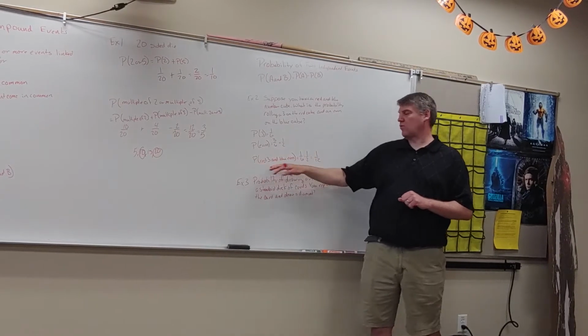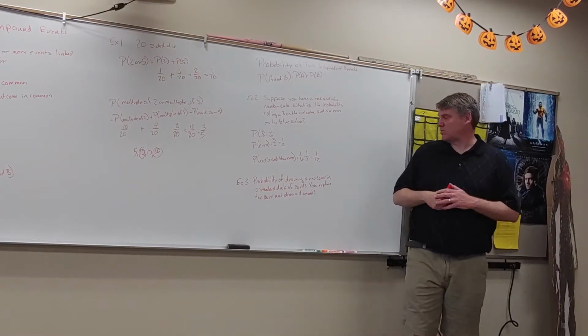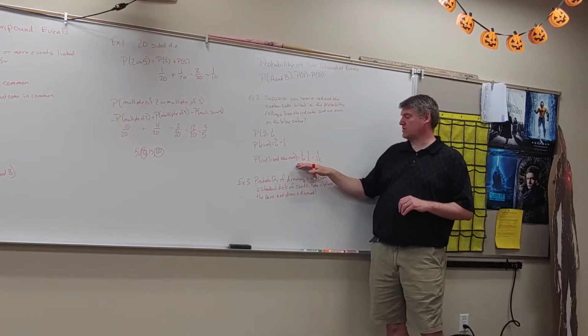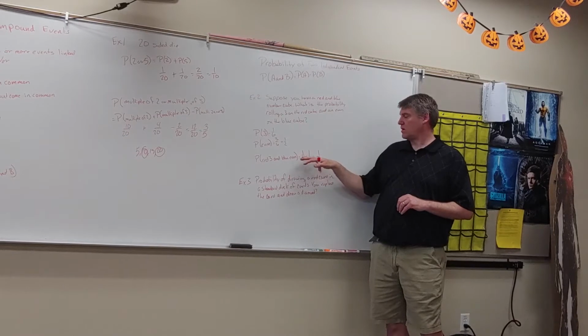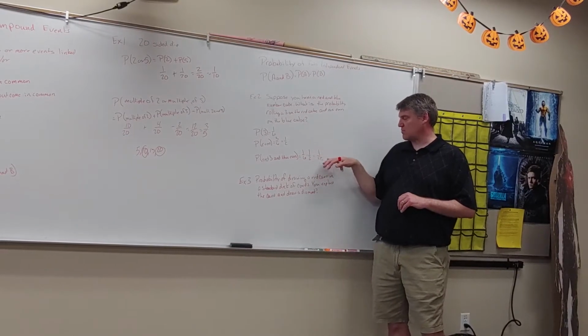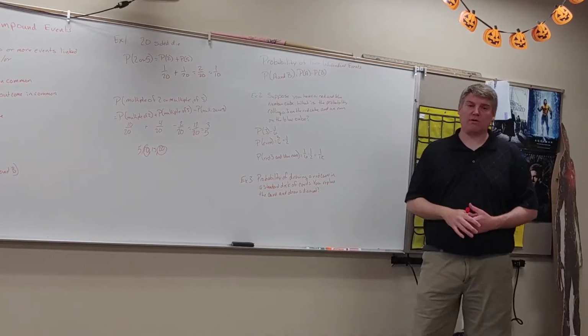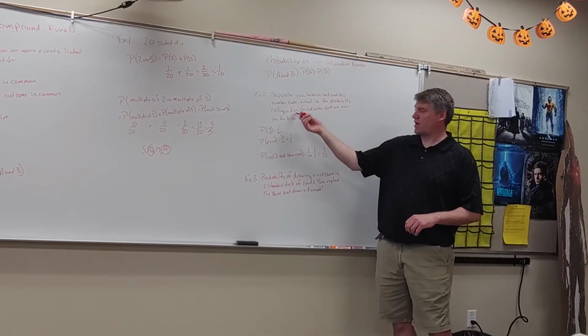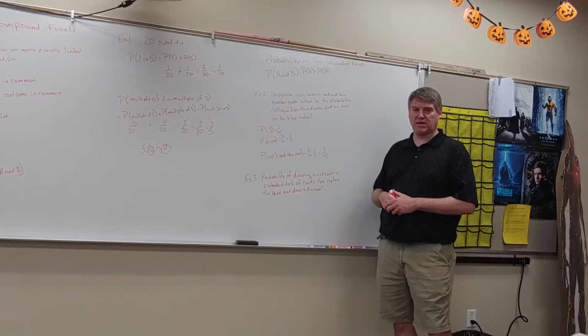So the probability of rolling a red 3 and a blue even number is going to be the product of these. 1/6 times 1/2. Well, we multiply straight across, so that becomes 1/12. 1/12 of the time, you would expect to roll a 3 on the red cube and then an even number on the blue.